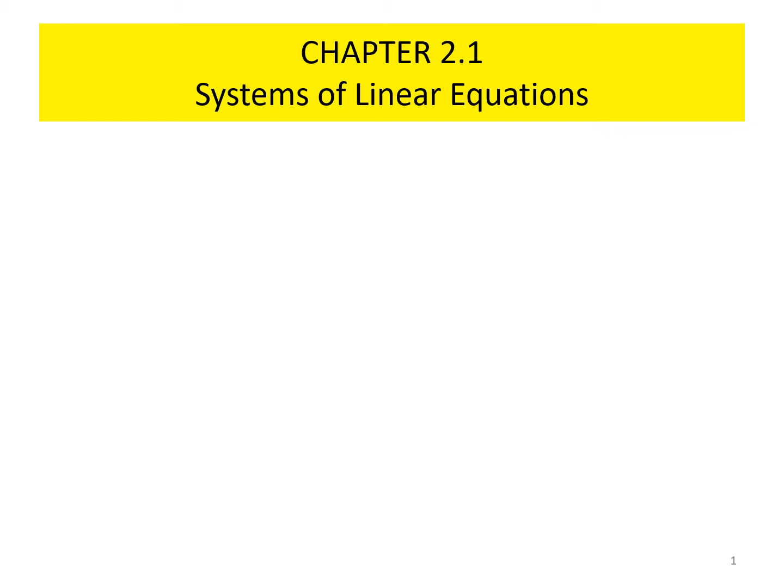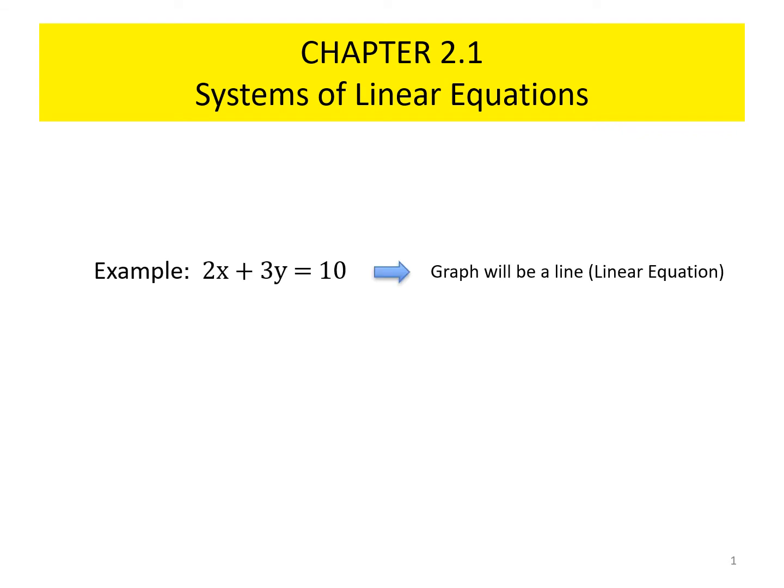In Chapter 2.1, we're going to discuss systems of linear equations. A linear equation, something like 2x plus 3y equals 10, will represent a graphed line. And every single point on this line, the xy values, will be a solution to this equation. And every solution to this equation will be a point on this line.